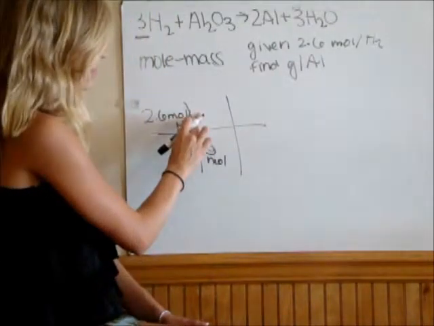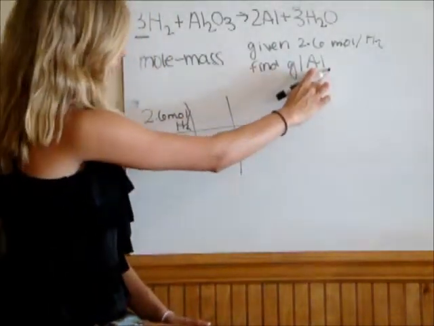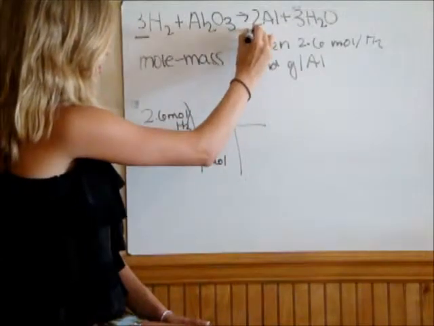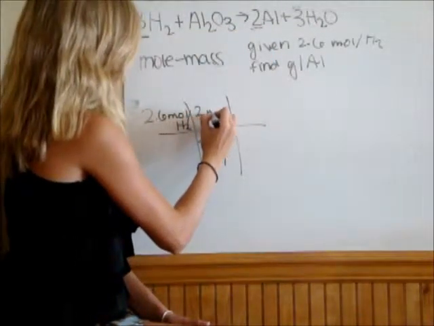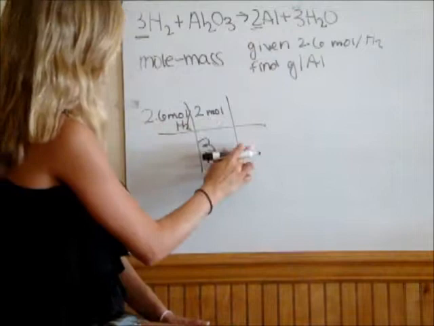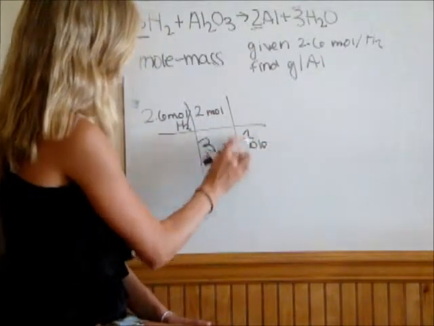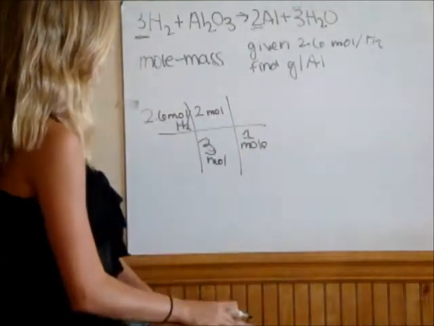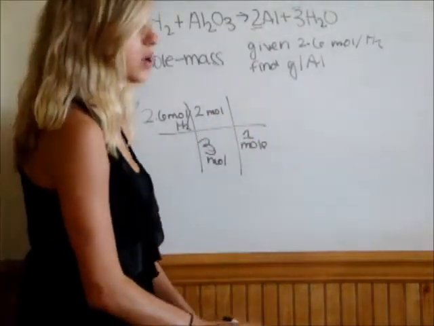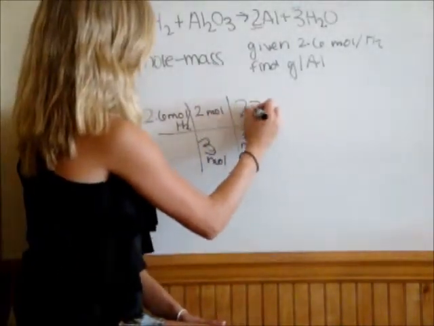Up top is your moles of Y, and in this case our Y is aluminum, so we go up here and our coefficient is 2. So 2 moles up there. Down here is 1 mole, because anything off the periodic table is equal to 1 mole. And up top we go to our periodic table and find the grams of aluminum, which comes to be 27.